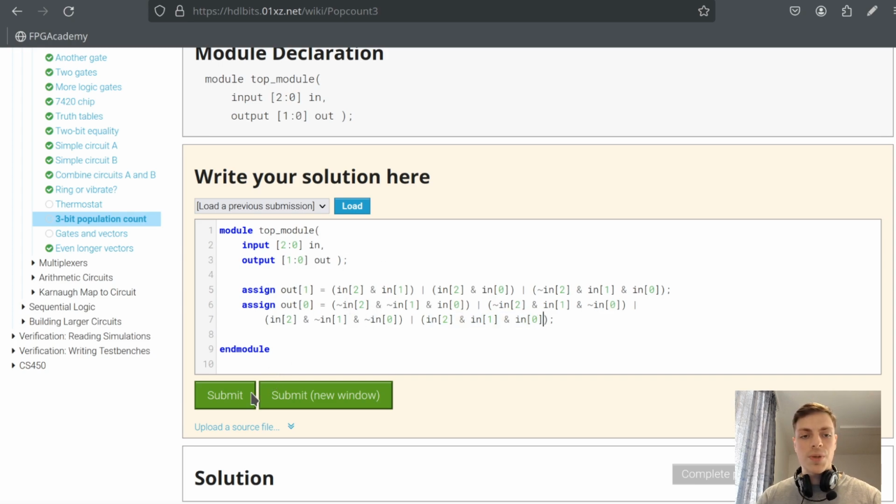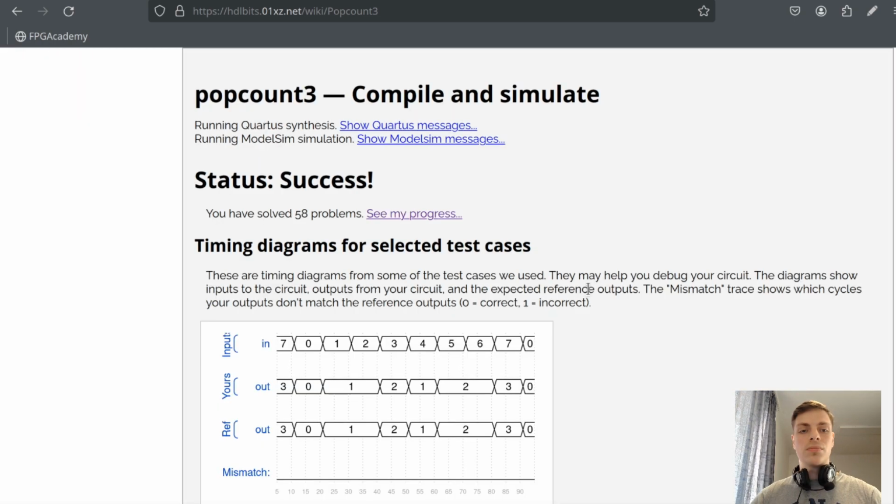And this is the solution for this problem. So let's try to submit it. And you can see we have implemented the design correctly.